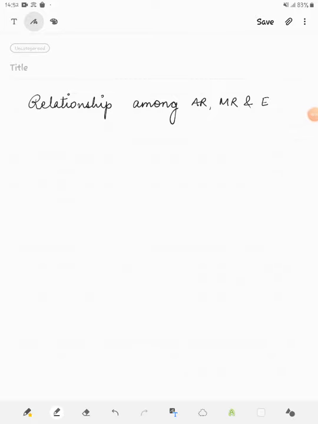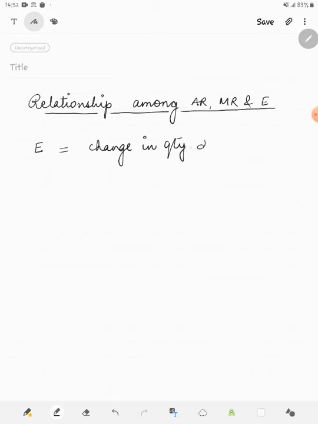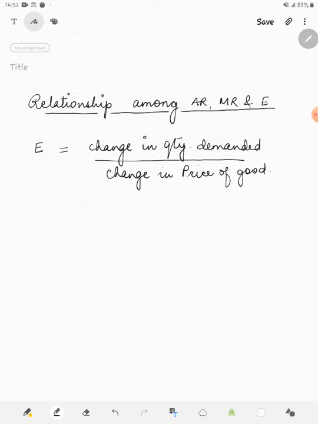We'll explore the relationship among the three variables: average revenue, marginal revenue, and elasticity of demand, AR, MR, and E. We know that elasticity of demand, E, which is also written as a small e in certain books, is equal to change in quantity demanded of a good by the change in its price, because elasticity measures the responsiveness of demand to a given change in price.